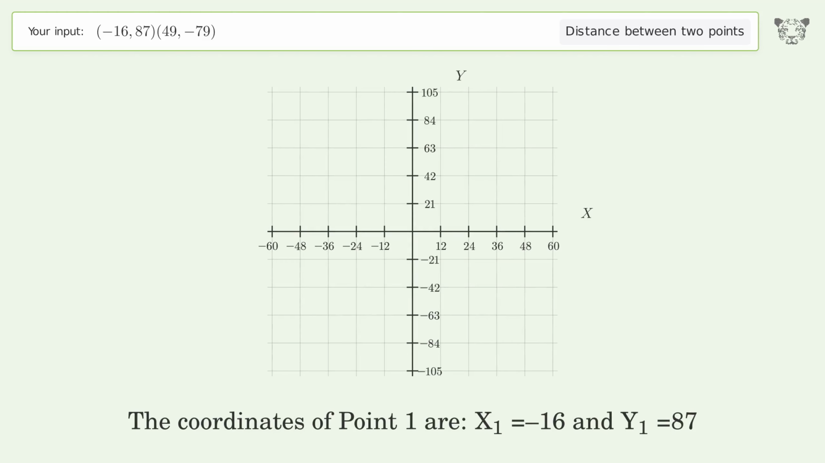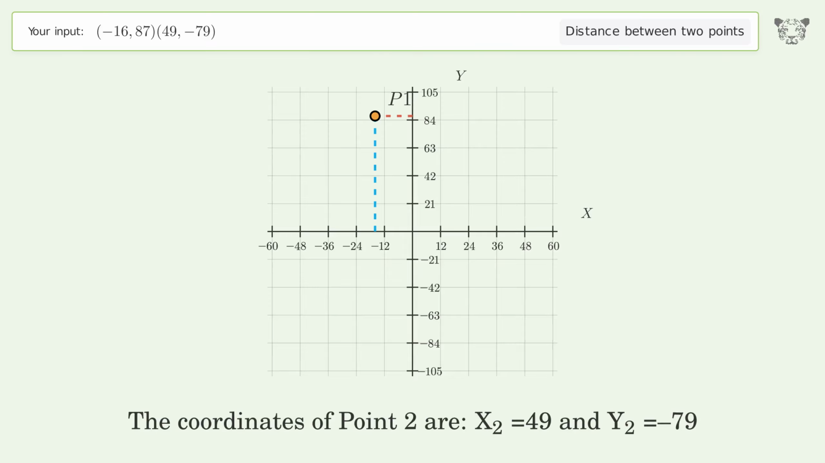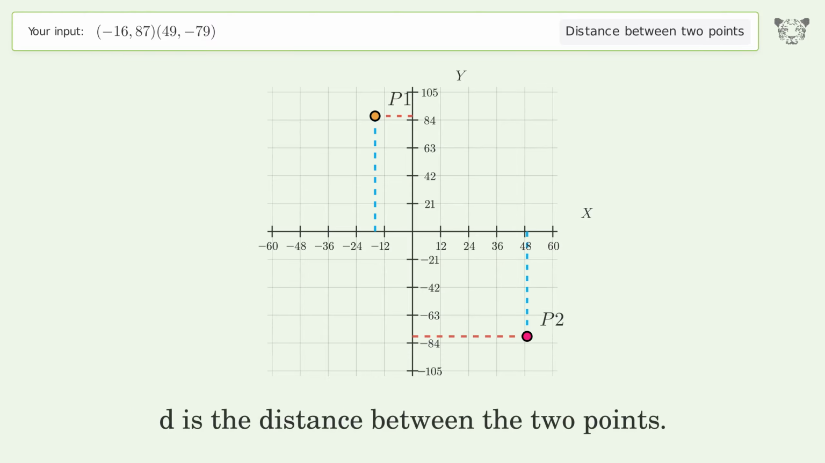The coordinates of point 1 are x1 equals -16 and y1 equals 87. The coordinates of point 2 are x2 equals 49 and y2 equals -79. D is the distance between the 2 points.